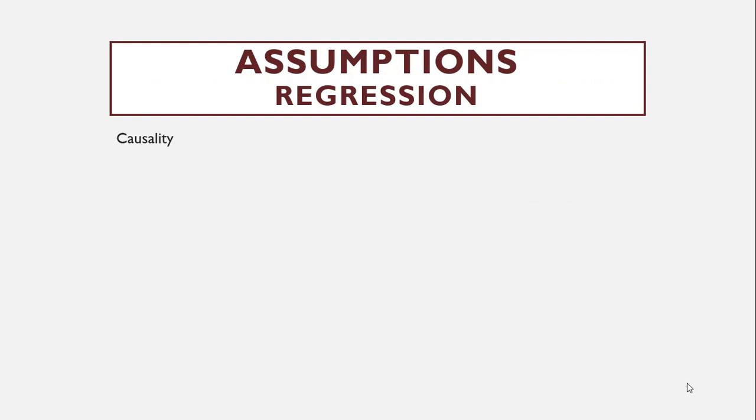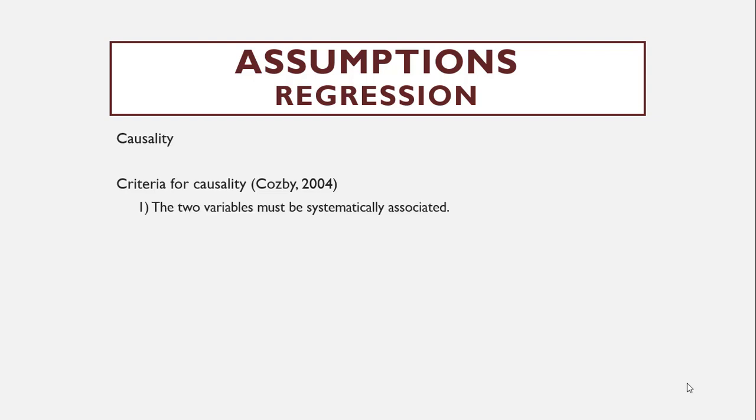The last assumption is causality, and this assumption is specific to regression because, again, regression implies causality. It can't prove it. That depends on our data. How well do we collect it? Do we meet certain criteria? But it implies it. And so the criteria for causality, one, the two variables must be associated. So we do need a correlation or an association between them, but we also need the cause to precede the effect.